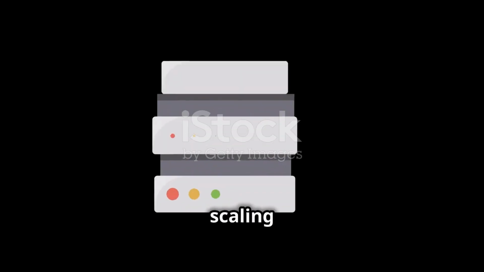We'll explore more scaling strategies like caching, load balancing, and NoSQL solutions in upcoming videos.